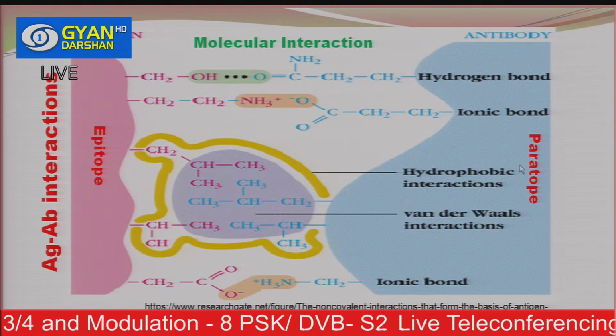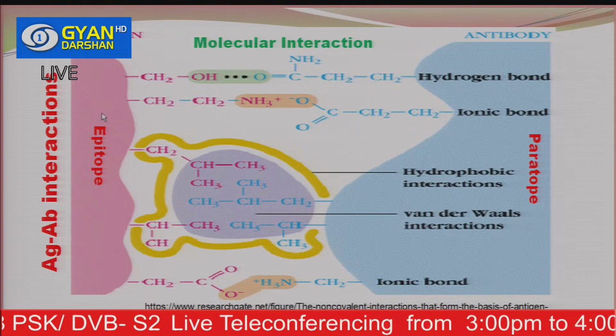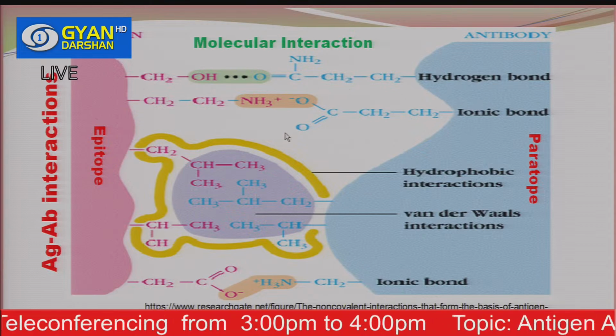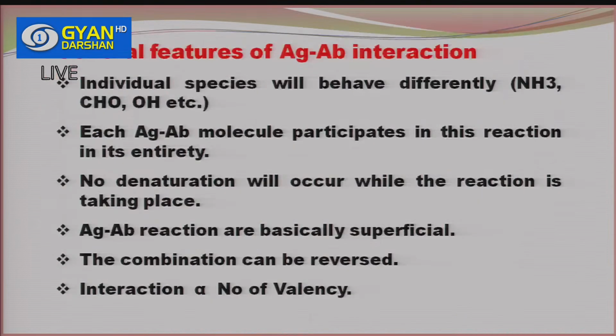In the case of the antibody, they have the paratopes, while in the case of the antigen they have the epitopes. They have several groups, and ultimately they bind together. So you can say it is an antigen antibody interaction, a molecular interaction. What are the general features of antigen antibody interaction, which are very important? Individual groups behave differently, like NH3, CHO, OH group, and a number of other groups which are available on the paratope and epitopes.